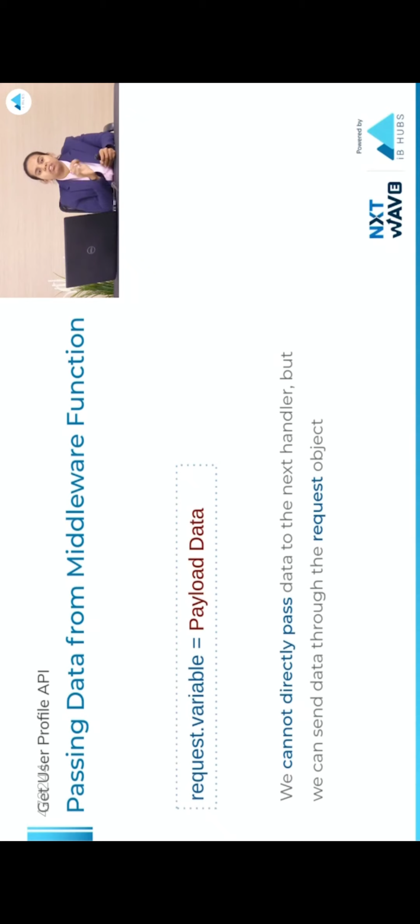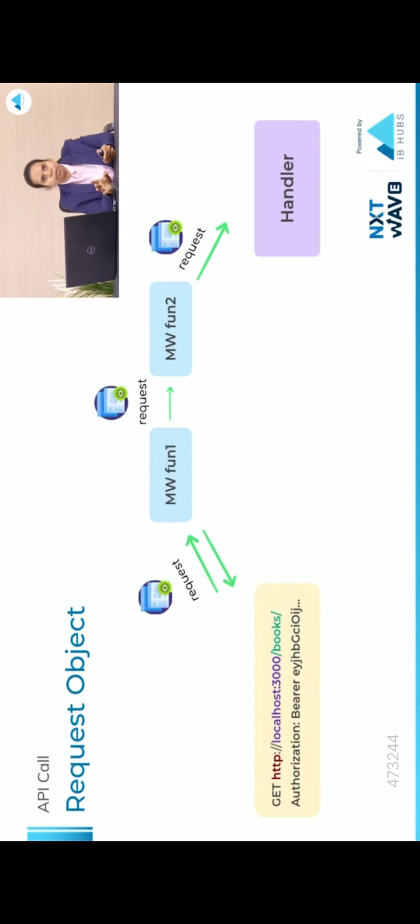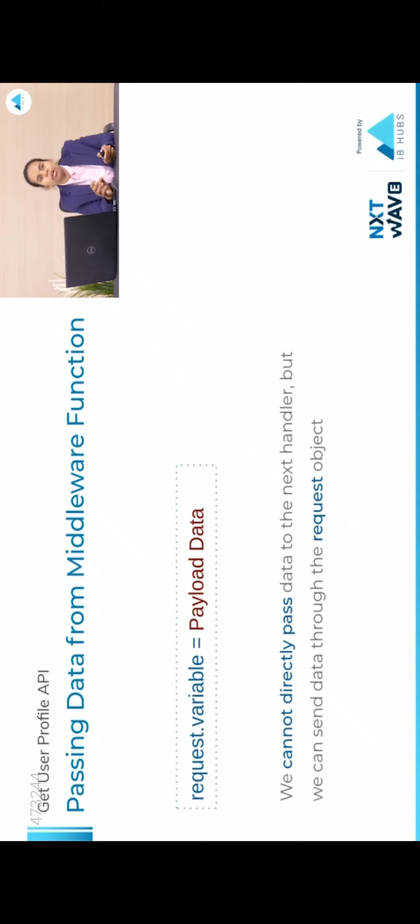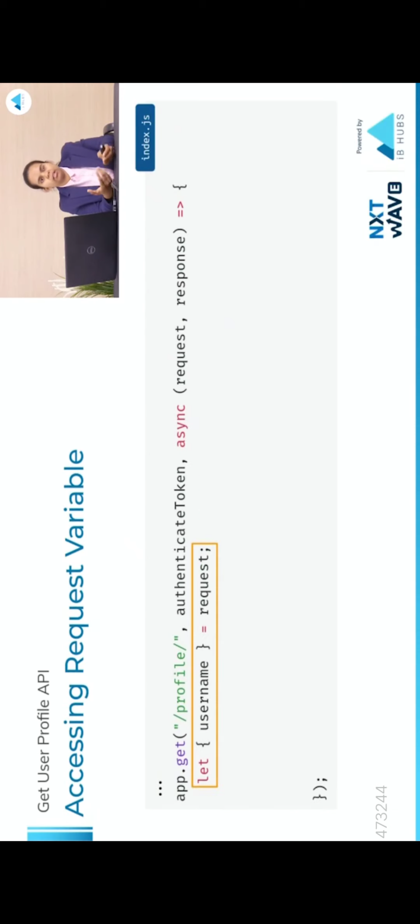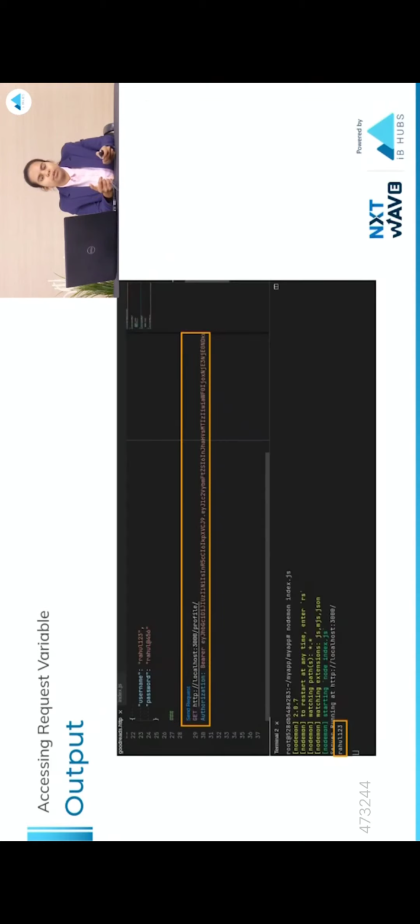But there is a way. We can actually send the data through the request object. As we understood, the request object will be sent by default to the middleware functions and the API handler. We cannot pass data directly, but we can make use of the request object. For that, we can write request dot and specify a variable, and assign the payload data to it. In our case, we want to pass the username, so we can write request dot username equal to payload dot username. In this way, we can pass the username to the API handler. Clear? Then in the API handler, we can extract the username through object destructuring. There you can see, once we get the username, if we print it, we'll get a response in this manner.